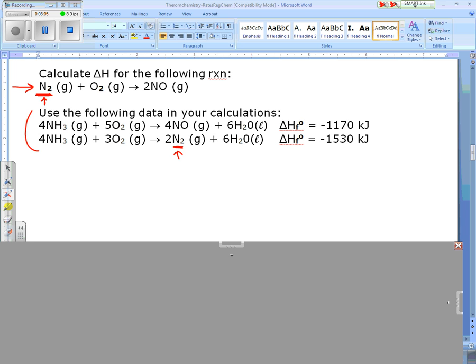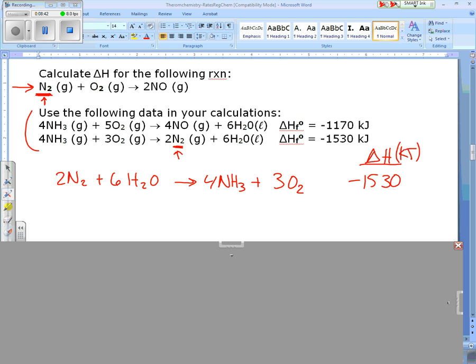Now you have to rewrite the equation. Every year when I teach this, I have students who don't want to rewrite the equation and think they can do it without rewriting the equation, and they just end up confused. So don't let that be you. So I'm going to rewrite it. 2 N2 plus 6 H2O gives me 4 NH3 plus 3 O2. I'm going to make a column here for my delta H values. They are in kilojoules. And this one was negative 1530.